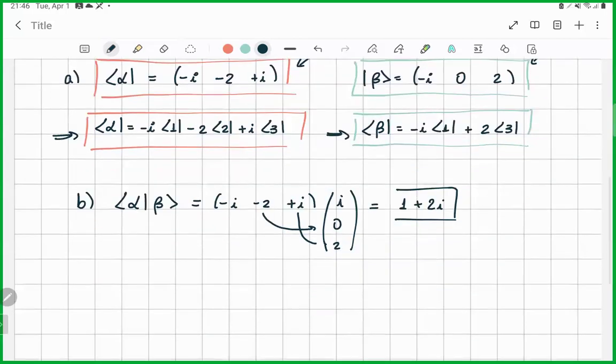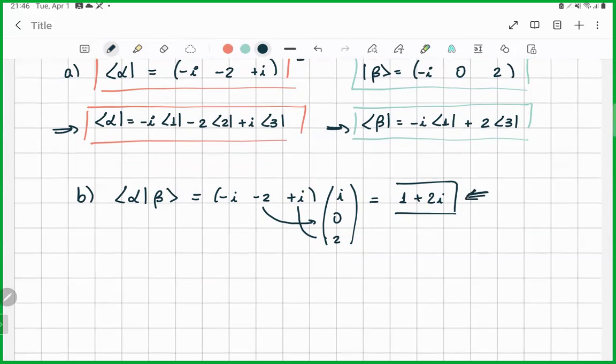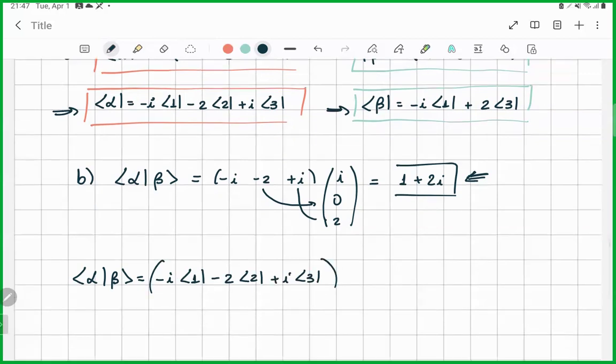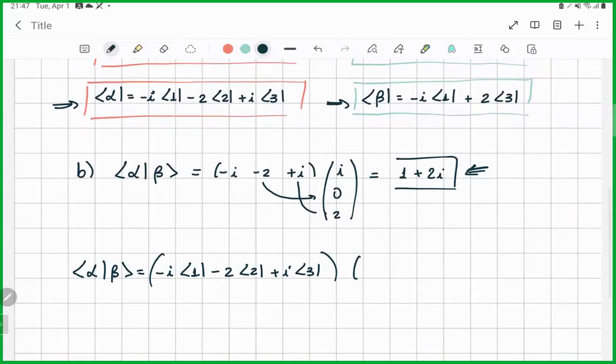If you prefer to use the notation of the book, as we wrote above, I prefer this form because I think it's very simple and straightforward to see. But if you prefer the second notation, you would go minus I with 1, minus 2 with 2, I with 3, and all that with respect to the beta. The beta is I in the vector 1, then 0, plus 2 in the vector 3.